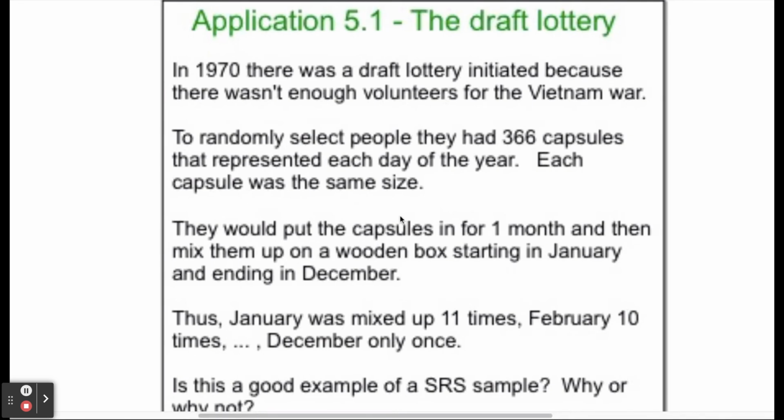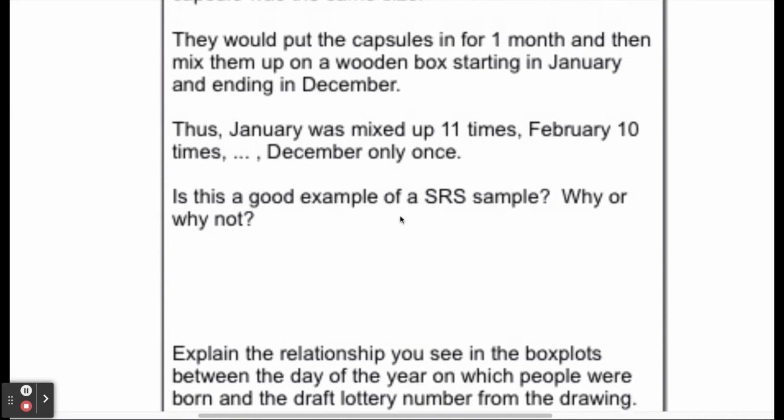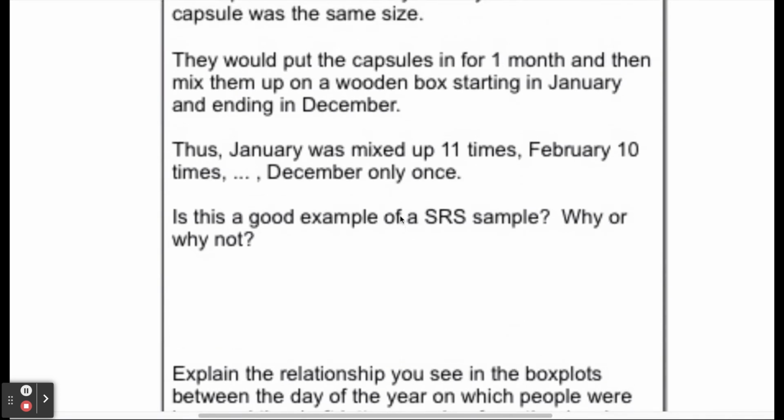And again, each of those capsules represented each day of the year. Every capsule was the same size. Every day just received one capsule. Okay, so far sounds good. Seems like it's fair. It says they would put the capsules in for 1 month and then mix them up in a wooden box starting in January and December. So January was mixed up 11 times, February was mixed up 10 times, and so on and so on. December was only mixed up once.